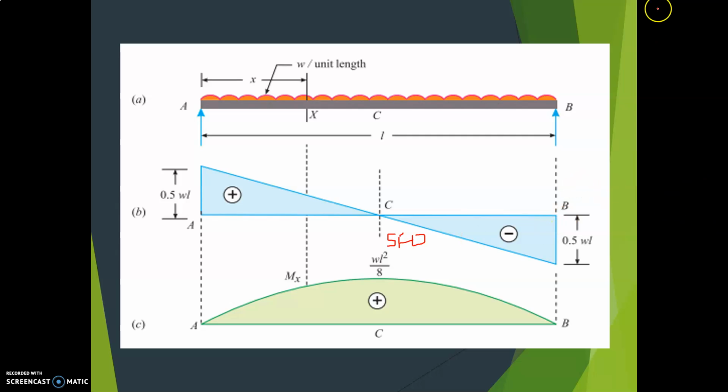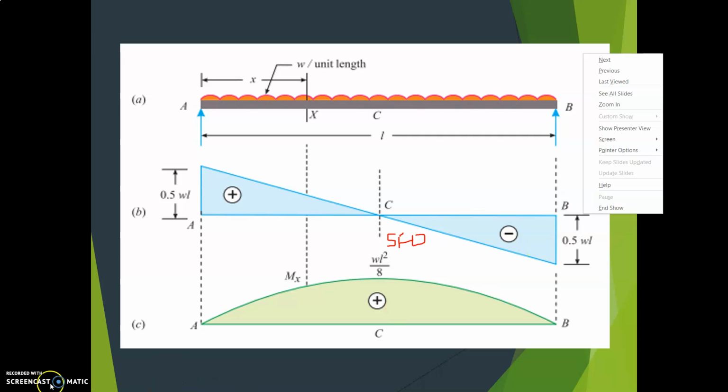Next we will discuss in the next class how to draw bending moment diagram. Hope all of you understood. If you have any difficulty, we'll discuss in the class.